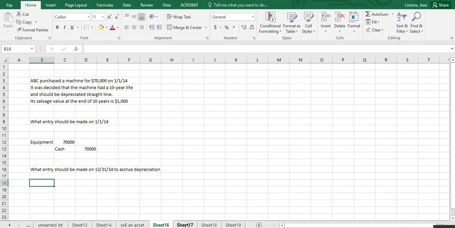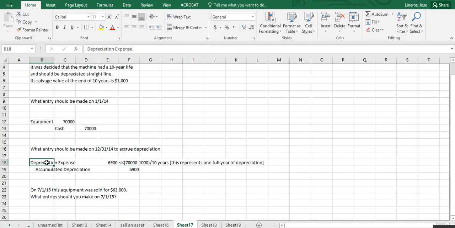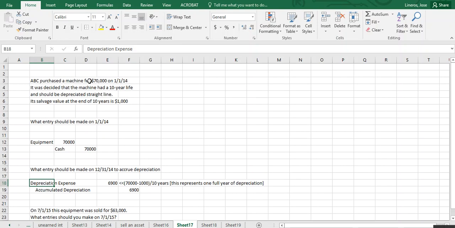Okay, let's look at that entry. What we would do is we would take the cost, the historical cost of $70,000, which is up here. We would subtract salvage value. We don't depreciate salvage value. We depreciate to salvage value, and that's true of all the depreciation methods. And it's basically $70,000 minus $1,000 of salvage value over 10 years. And this represents 1 full year of depreciation, which happens to be what we're depreciating here from 1/1 to 12/31.